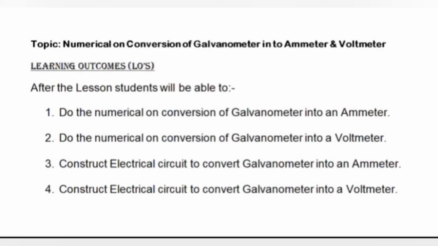After this lesson, students will be able to do the numerical on conversion of galvanometer into an ammeter and the numerical on conversion of galvanometer into a voltmeter. They can also construct electrical circuit to convert galvanometer into an ammeter and circuit to convert galvanometer into a voltmeter also.